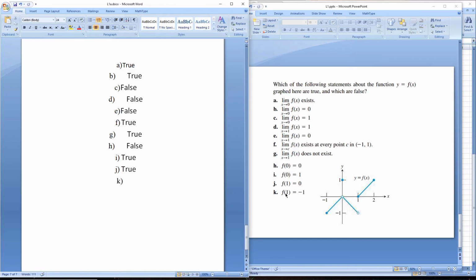And then finally, f of 1, they're saying, does this equal -1? Well, here they are trying to test you to see if you think this open circle means a function value. When it does not, the open circle means there's no function value there. And so K is false.